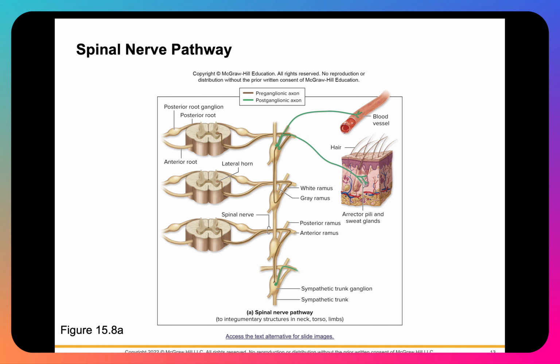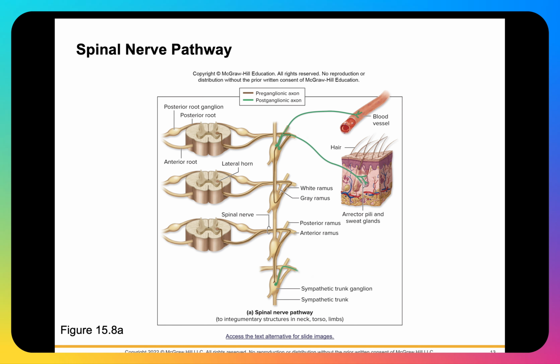Now, what we're going to be looking at next are a couple of spinal nerve pathways, and I want to point a couple out in particular. This one, I'm going to focus more on blood vessels. I don't generally spend a lot of time talking about the erector pili and the sweat glands. We will spend a lot of time talking about vascular smooth muscle and also other organs moving forward.